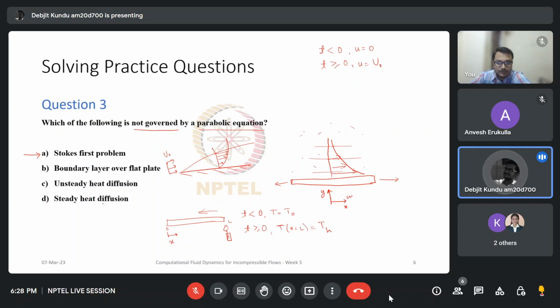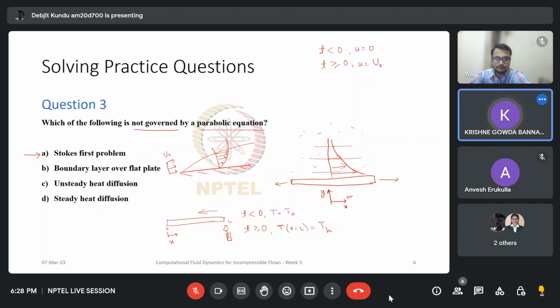What is the equation governing steady heat diffusion? So for one dimensional, sir. Yeah, for one dimensional, d square T by d x square is equal to 0. Correct. Then unsteady heat diffusion.